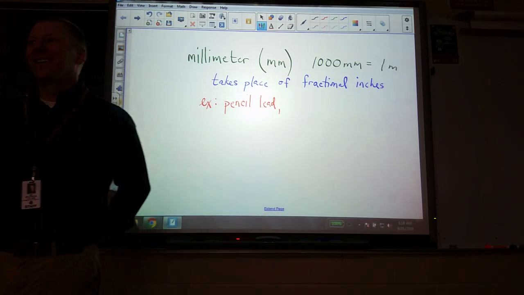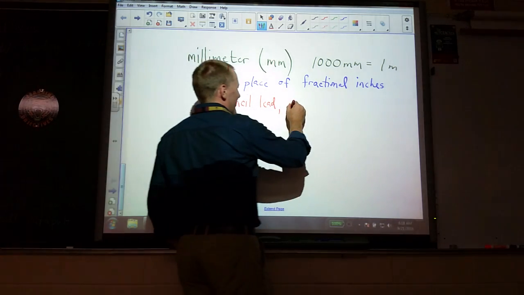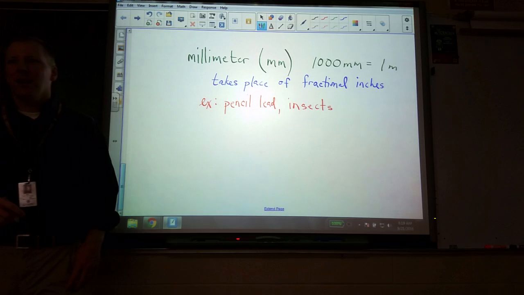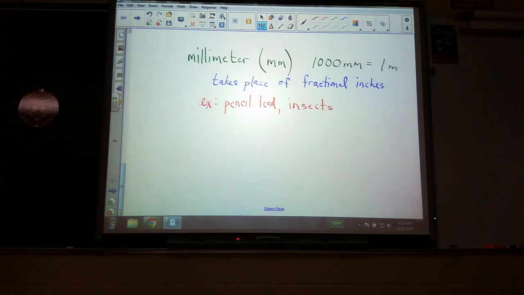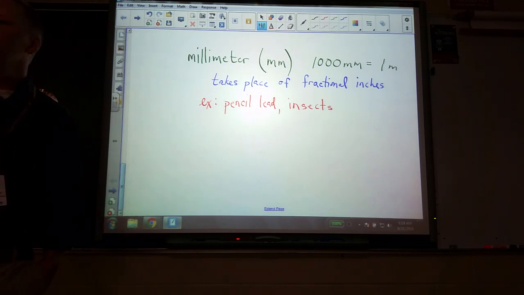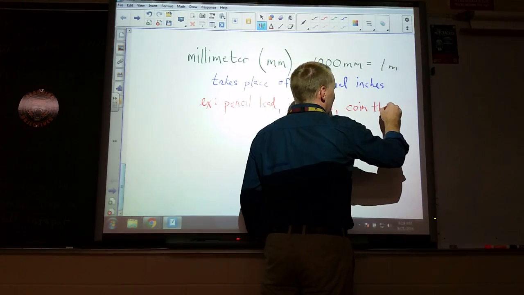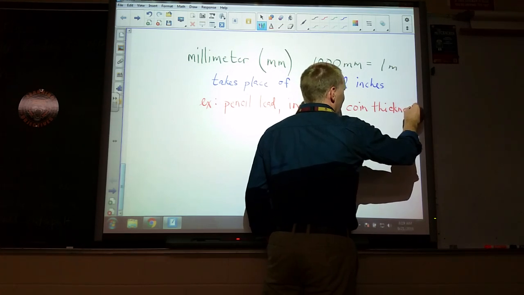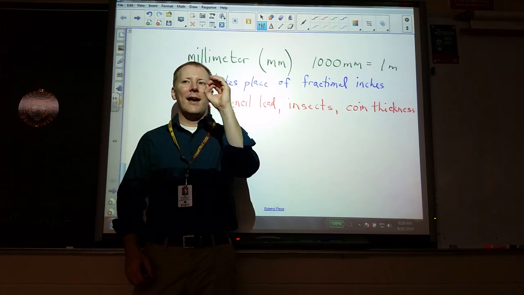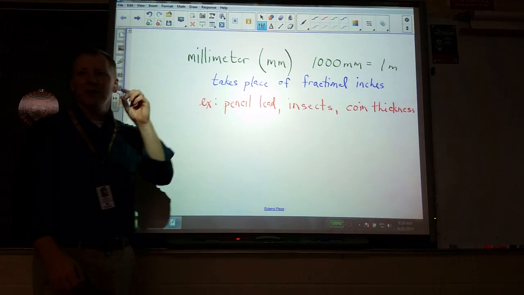Not air. Bugs, insects would definitely. So ants, mosquitoes, that sort of thing. Most small insects anyway. Not like giant cockroaches. Tiny, tiny things. Thickness of a coin would be a good one. Now, if we looked at the diameter of a coin, like a quarter, that probably wouldn't be millimeters. What would that be? Probably centimeters. But the thickness is quite small, so we definitely use that.